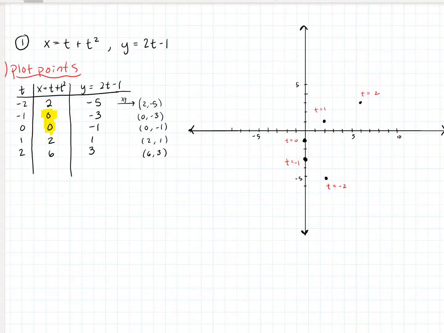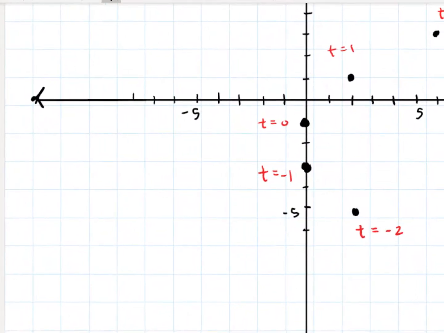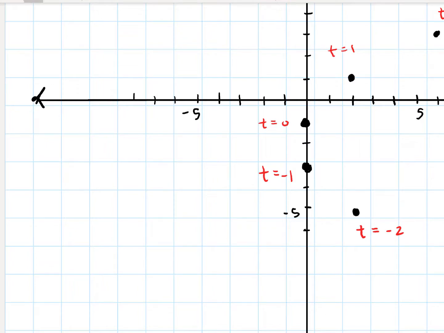And I actually added in the parameters. So I plotted the ordered pairs, and then I added in the parameters here in red so that we can see that this is actually starting at this bottom one, t equals -2, and then increasing up. Now something kind of interesting happens right here. We have 2 points that are right there on the y-axis.